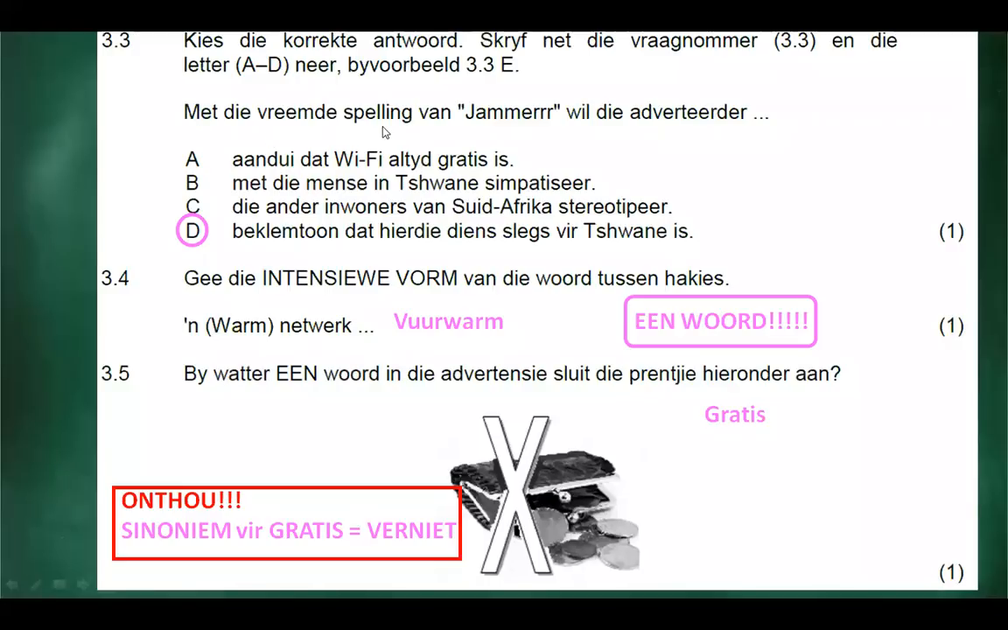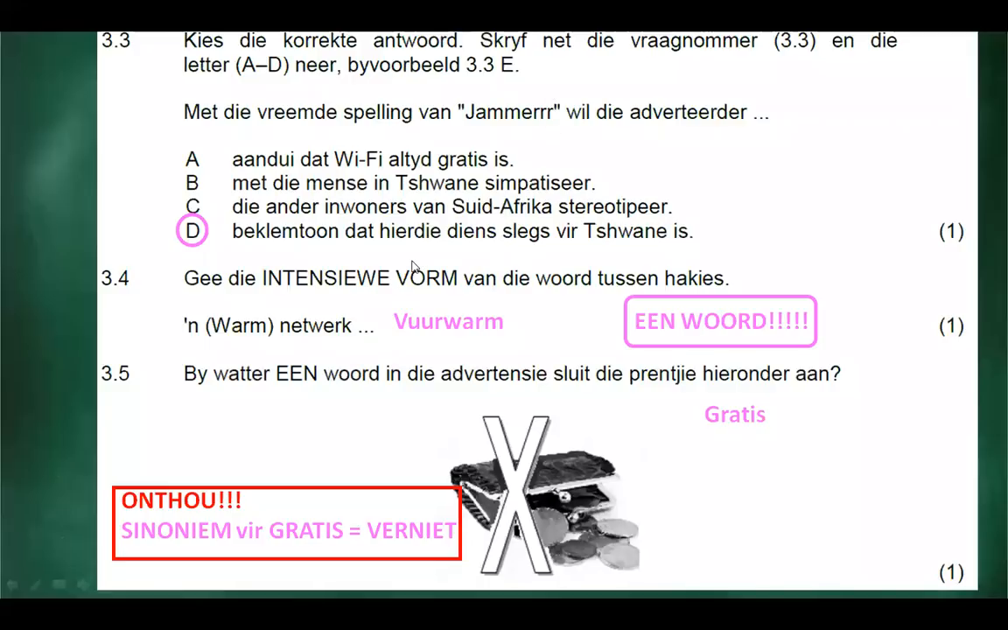Met die vreemde spelling van jammer, wou hy het gesê uit 3 erre, wil die adverteerder A aandui dat wifi altyd gratis is, B met die mense in Swane simpatiseer, C die ander inwoners van Suid-Afrika stereotipeer, of D beklemtoon dat hierdie die slegste Swane is. Dit sal dan nou die wees: they want to emphasize that this service is only available to people in Swane. That's why they've typed it with three R's.